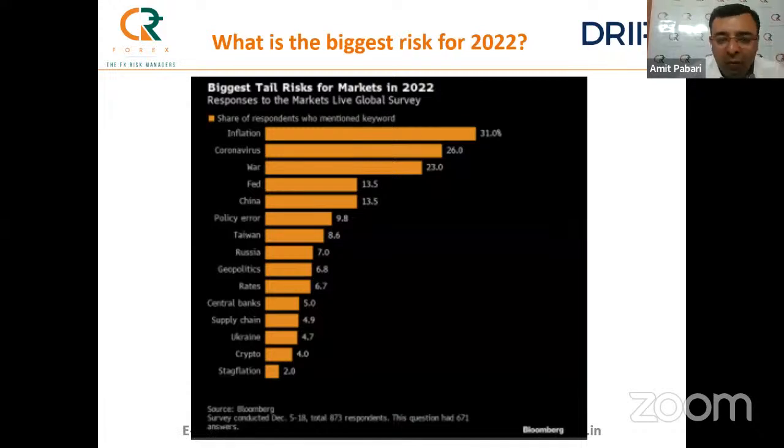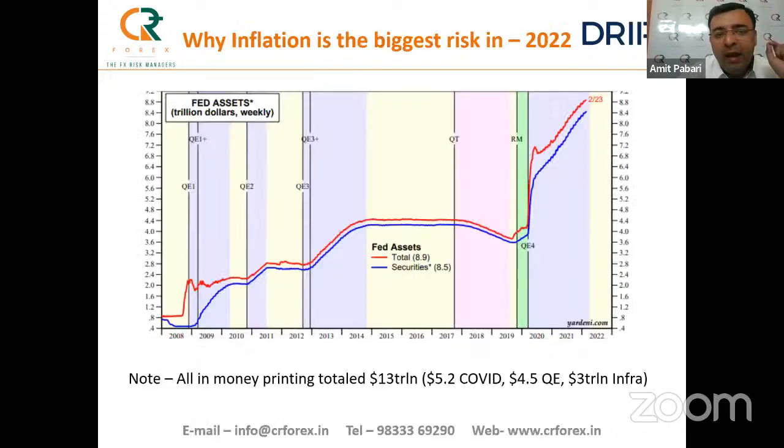They are the two biggest risks which the entire world is facing at this point of time. Bloomberg did a survey and the answer was the same. 31% of the economists thought inflation is one of the biggest risks, and 23% said war is the biggest risk for 2022. Inflation, as you rightly said, is one of the biggest risks the entire world is facing in 2022. Before we start the presentation, let us go back to history.